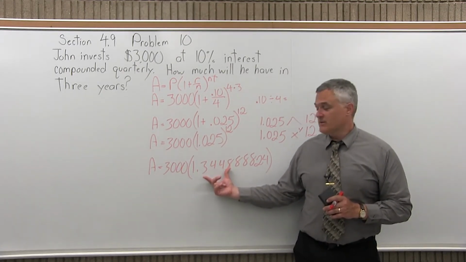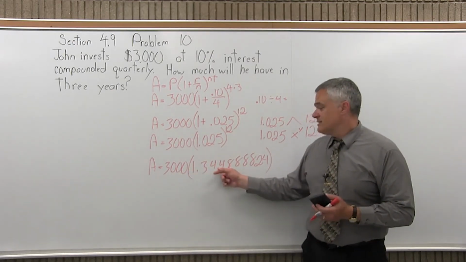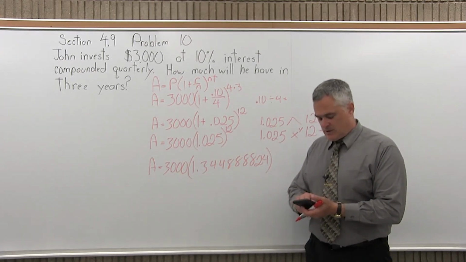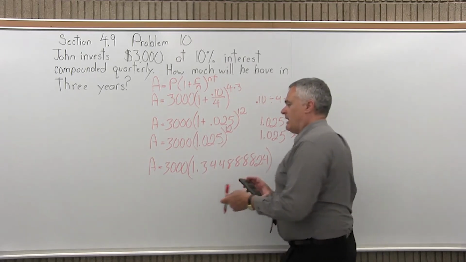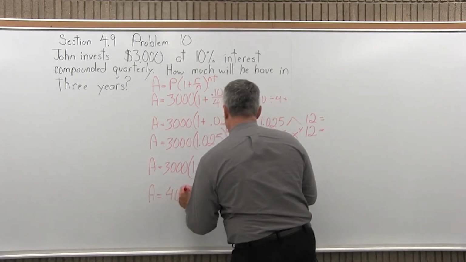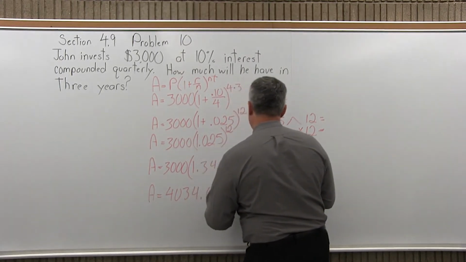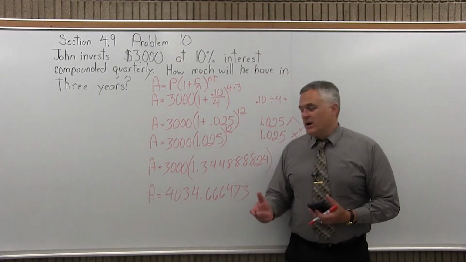There's only one thing left to do. Multiply that result times 3,000. So why clear this and enter the same number in again? Just leave it. Leave it on the screen. Hit times 3,000 equals, and my calculator says that A is equal to 4034.666473.